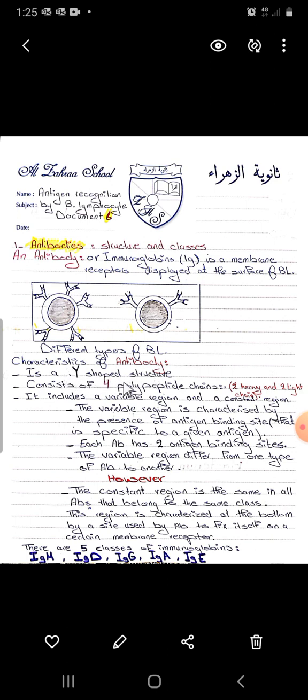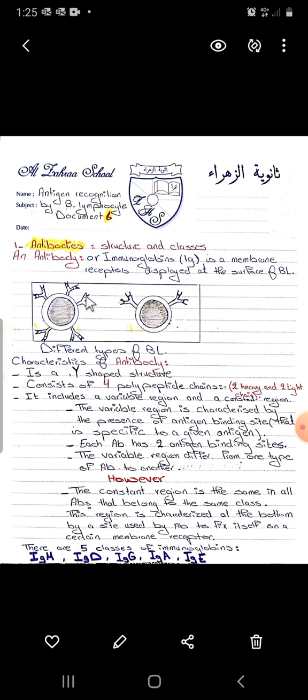It is a Y-shaped structure. It's shaped like a Y letter. It consists of 4 polypeptide chains. You will find 2 heavy chains and 2 light chains, and it also includes a variable region and a constant region. What are the characteristics of the variable region? The variable region is characterized by the presence of the antigen binding site.